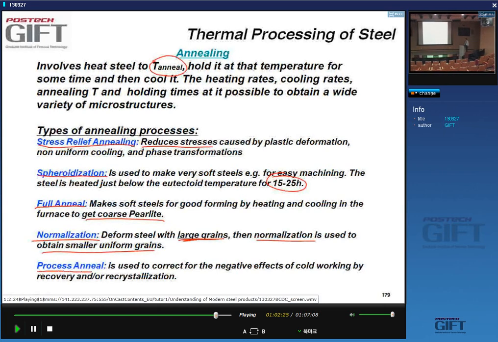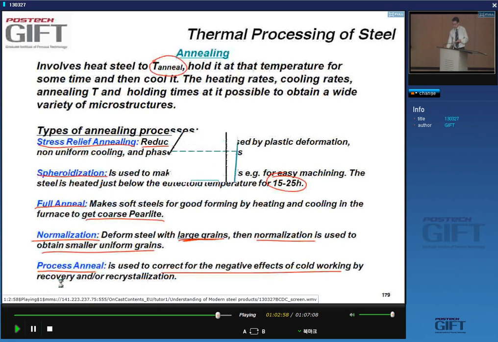And then you have process anneal. That is usually a recrystallization anneal that is done to correct negative effects of cold working. When you cold work material, you gain a lot of strength, the material becomes very hard, it strain hardens. You need to soften the material. You do this by recovery annealing or by recrystallization. So it's a very common procedure after a cold deformation, such as cold rolling.